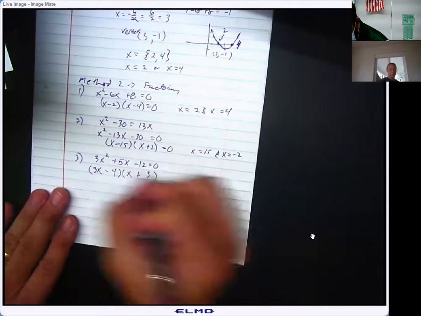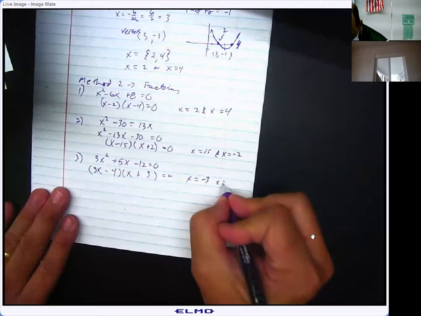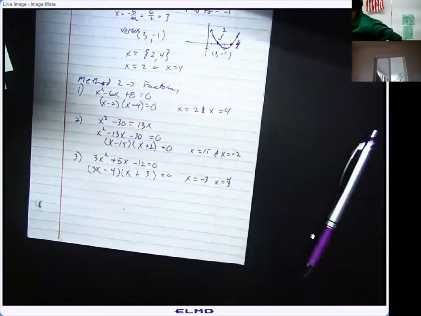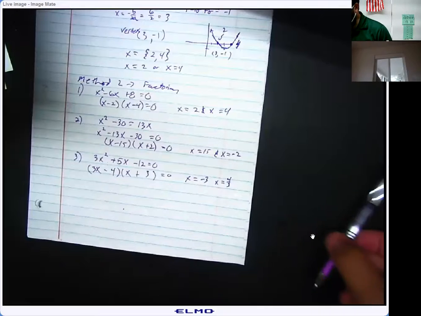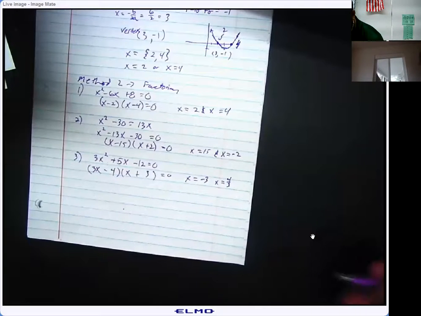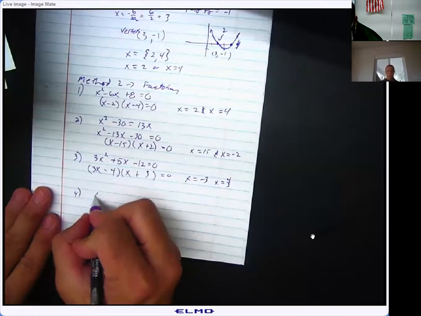Positive on that one, negative on that one, and that leaves me with the answers of -3 and +4/3. Now, if you like the box and all that stuff, feel free to do so. But I can tell you honestly, guess and check, the further you go in math, is the one that I would like to see you do more than the other. So your turn, see if you can solve this one by factoring.